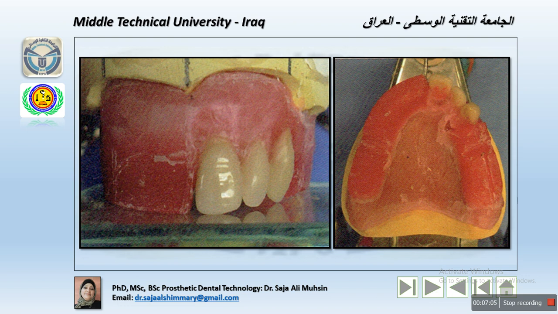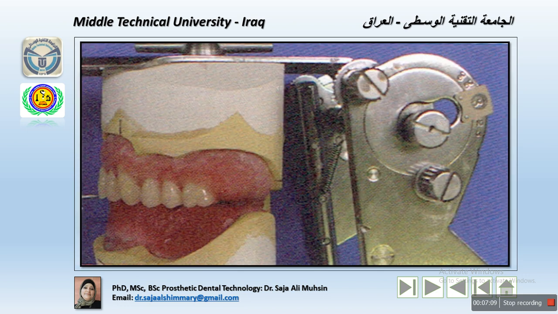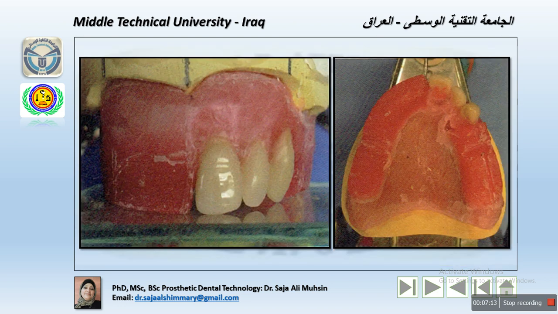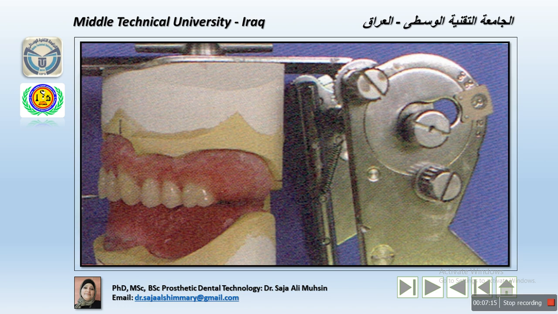Now the upper posterior teeth then start to position as well, in a way that they sit over and slightly buccal to the ridge, such that their occlusal surfaces lie slightly buccal to the lower ridge. Now the teeth are positioned to create a compensating curve.